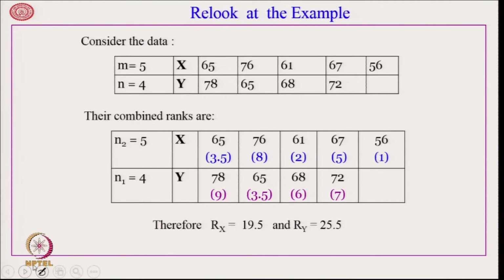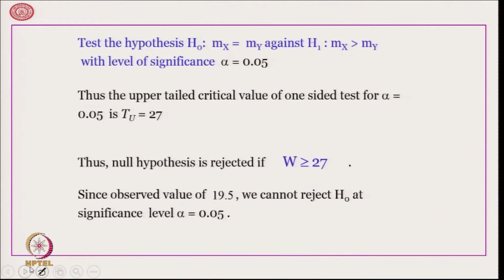So, let us look at this. m is equal to 5, n is equal to 4. We have already computed this and we have found that R x is equal to 19.5 and R y is equal to 25.5. So, at 5% level of significance, when the alternative is that the median of x is greater than the median of y, then the critical value that we obtained from the table, just now we have discussed, is 27. Therefore, the null hypothesis is going to be rejected if the obtained value of the statistic W is greater than or equal to 27. However, we have obtained the value 19.5. Therefore, we cannot reject the null hypothesis at this significance level alpha is equal to 0.05.